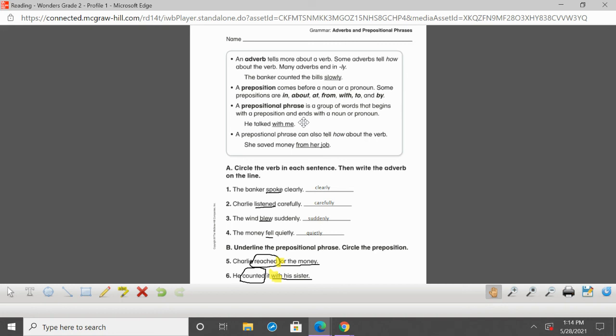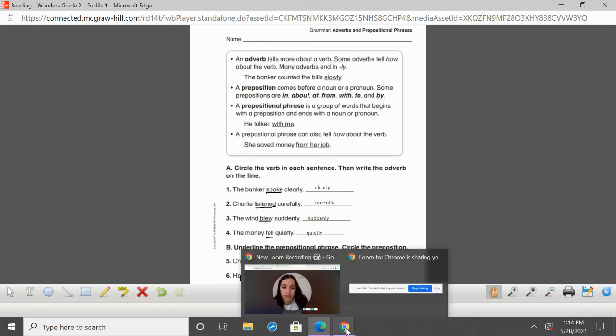And the reason that prepositional phrases are important is they can also tell how about the verb. So how did he talk? He talked with me. Some examples we did down here. The banker spoke clearly. How did the banker speak? He spoke clearly. If we look down, he counted it with his sister. Our verb was counted. He counted it. And then how did he count it? With his sister. That's our prepositional phrase. And it started with that preposition with. And then we had our noun or pronoun, sister.